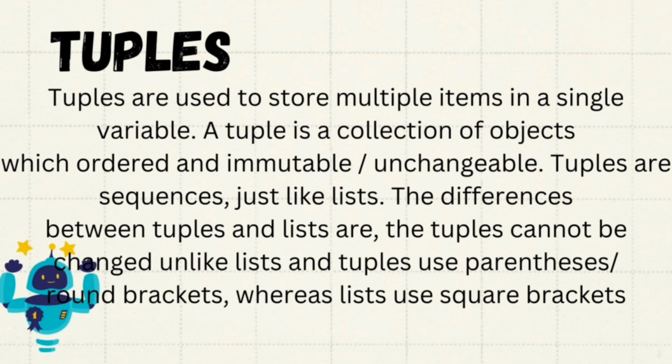Tuples. Tuples are used to store multiple items in a single variable. A tuple is a collection of objects which is ordered and unchangeable. Tuples are sequenced just like lists. The difference between tuples and lists is that tuples cannot be changed, unlike lists, and tuples use parentheses, round brackets, whereas lists use square brackets.